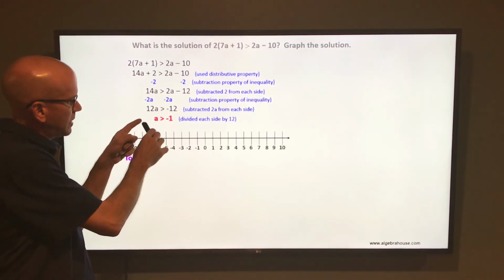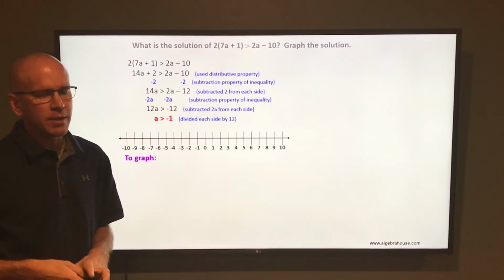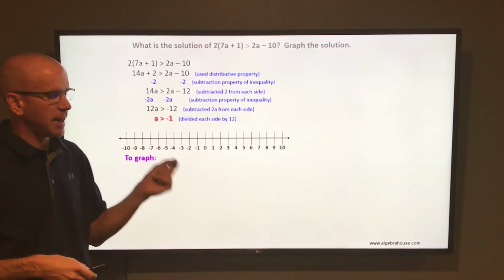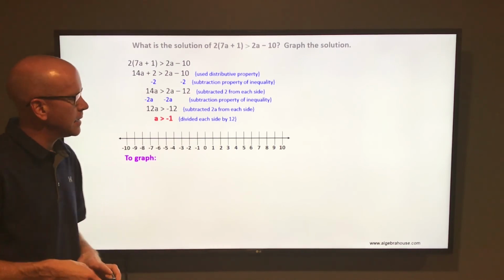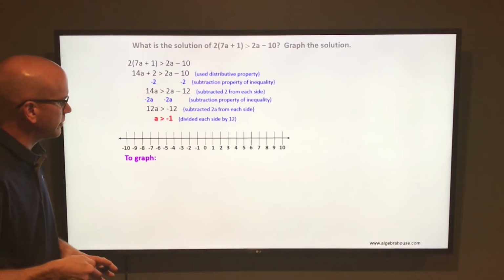So if you divide each side by positive 12, that's still a is greater than negative 1. The inequality sign does not change. We did not divide by a negative. We divided a negative by a positive, but the key is you're dividing by a positive.